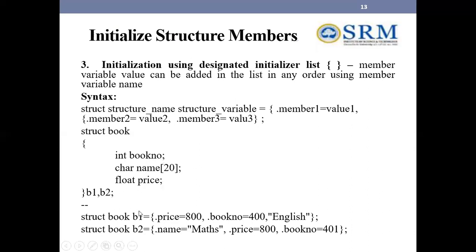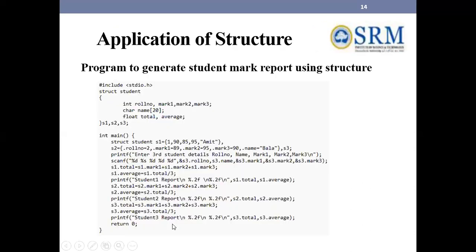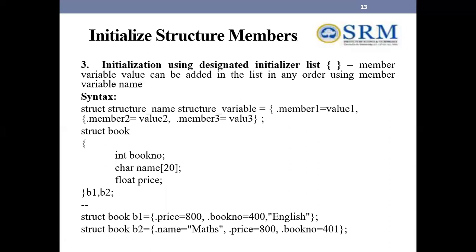So how to assign values using member variable names? Struct book B1 equal to dot price. Price is a member variable of the first book. So the first book price is 800. B1 dot book number is 400 and the book name is English. So like that we can assign values using member variables for particular structure variables.